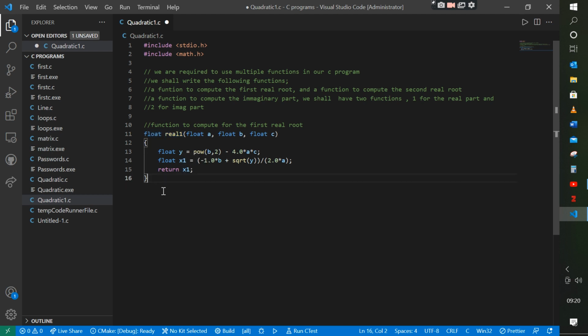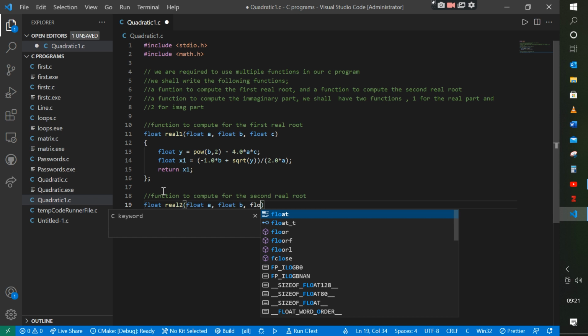So after we terminate that function, we go to a function to compute the secondary root, and it's going to return a floating value, which we can call v2, which can accept arguments like a, arguments like B and arguments like C.